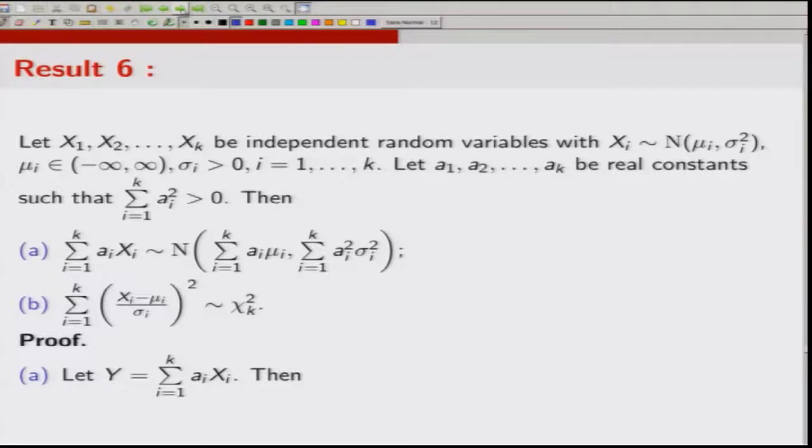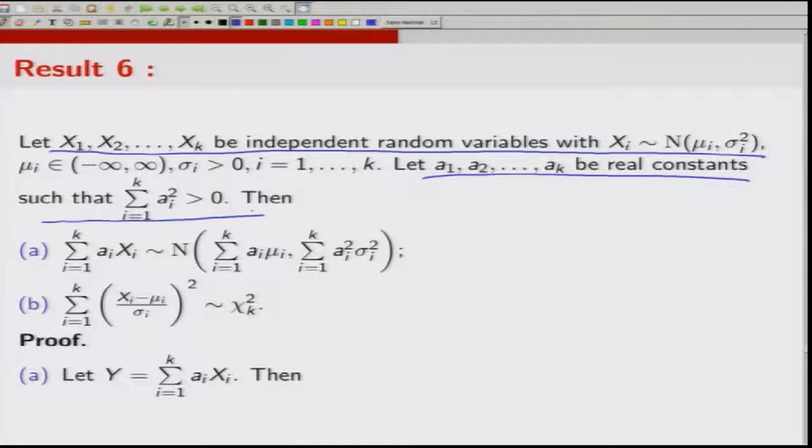Now let us do this result, which is again very important. Let X1, X2, ..., Xk be independent random variables with Xi having Normal(mu_i, sigma_i squared) distribution. Let a1, a2, ..., ak be real constants such that the summation of ai squared, i equals 1 to k, is greater than 0. Then the summation of ai Xi has Normal(summation ai mu_i, summation i equals 1 to k ai squared sigma_i squared).